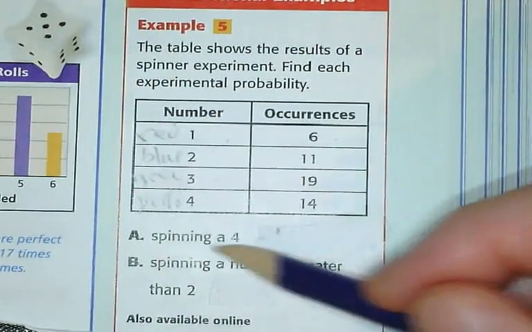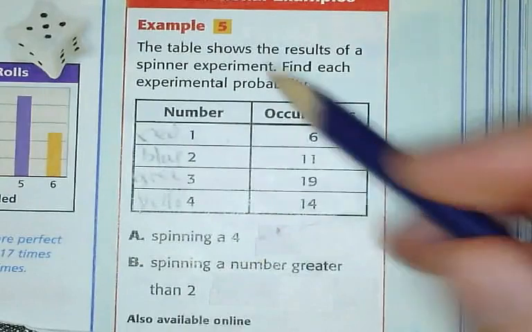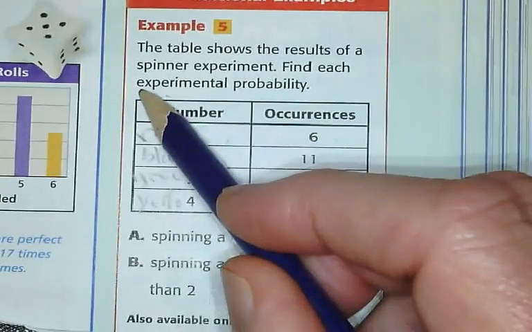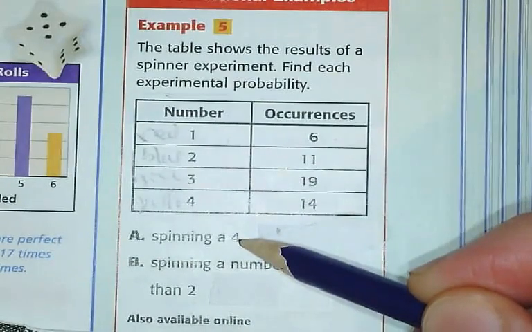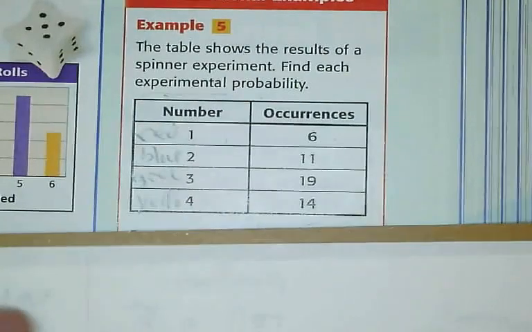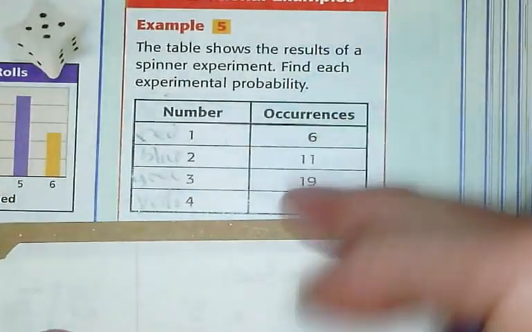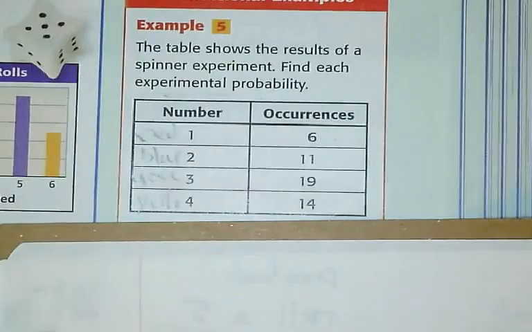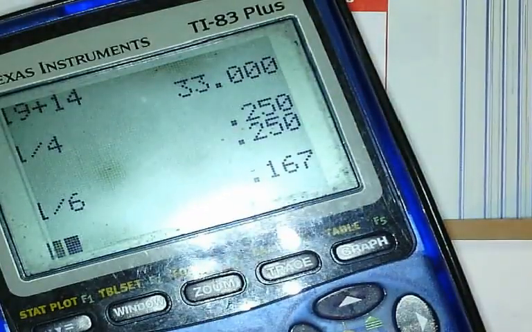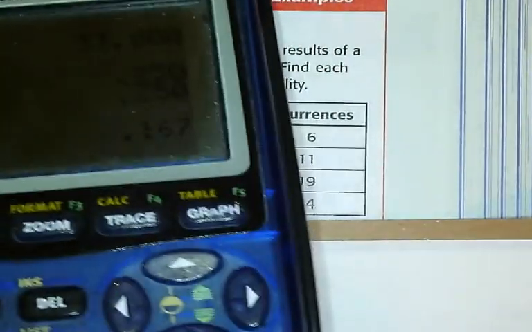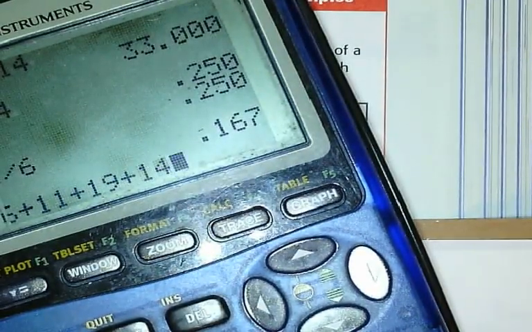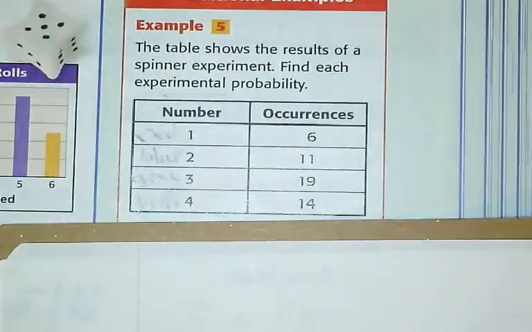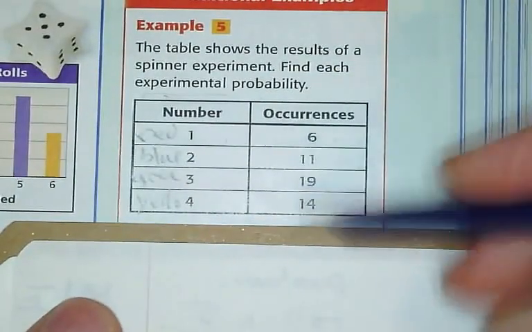So let's do this. What's the experimental probability of spinning and landing on a 4? Well, first we have to add all these numbers together, so we need to know what the total is. 6 plus 11 plus 19 plus 14. Turns out the total is 50.